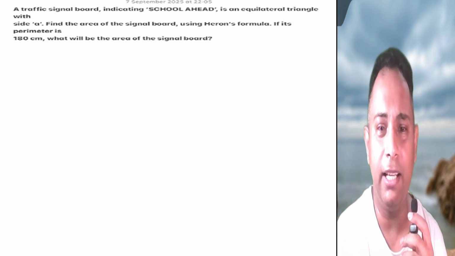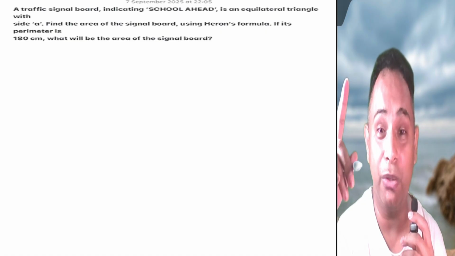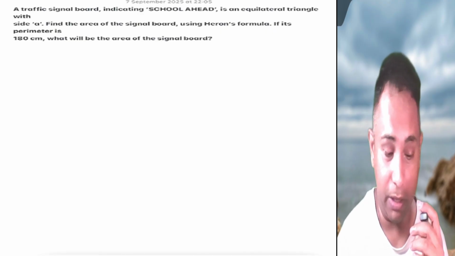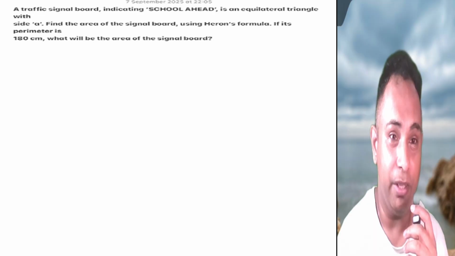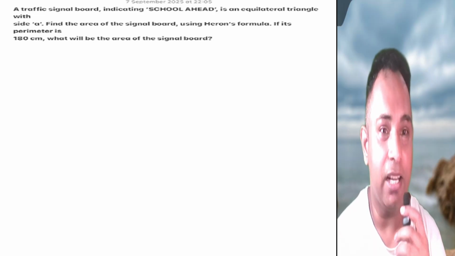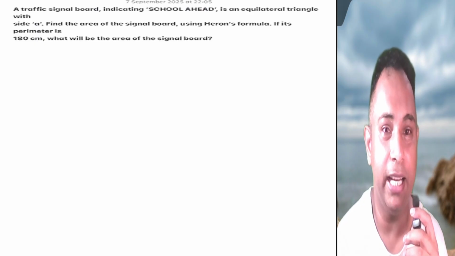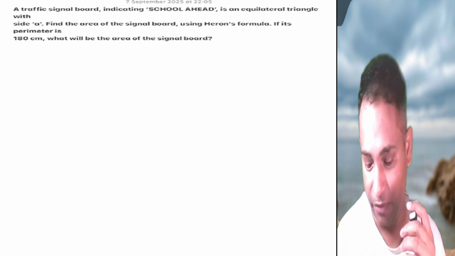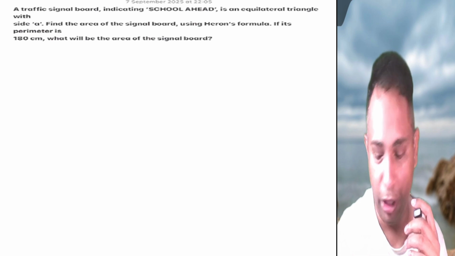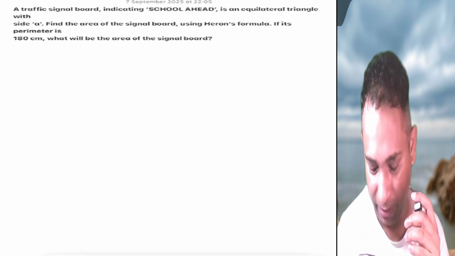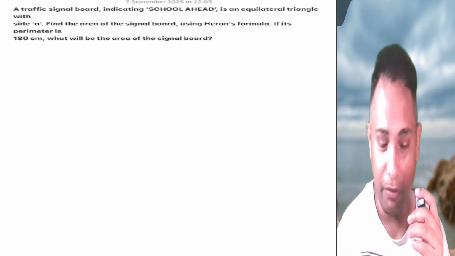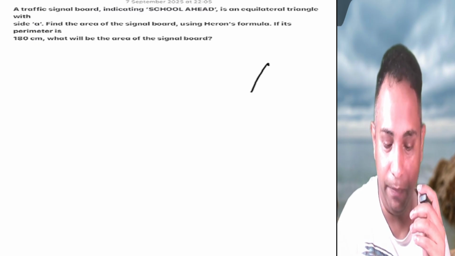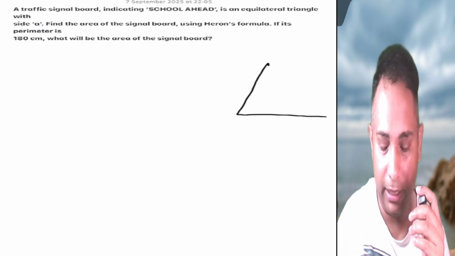If you are residing in any country, any place, this formula applies to everyone. Now we are going to read this question carefully. Go through the question which is on your screen. A traffic signal board indicating school ahead is an equilateral triangle with side A. Any issue? Very simple question. You're going to school, you find a traffic signal board, whose sides are A. So I am drawing that particular board.